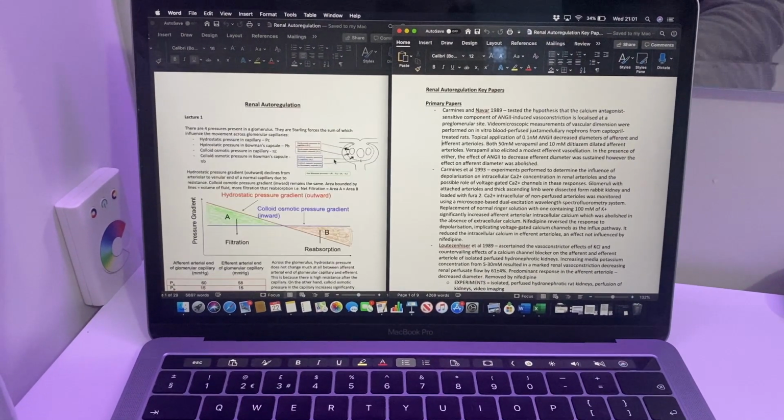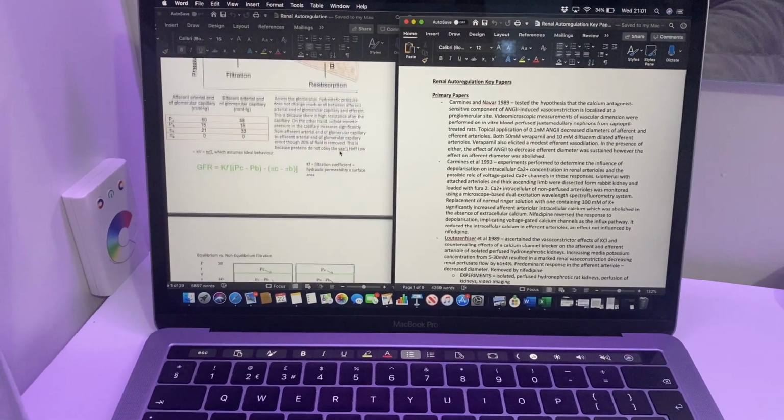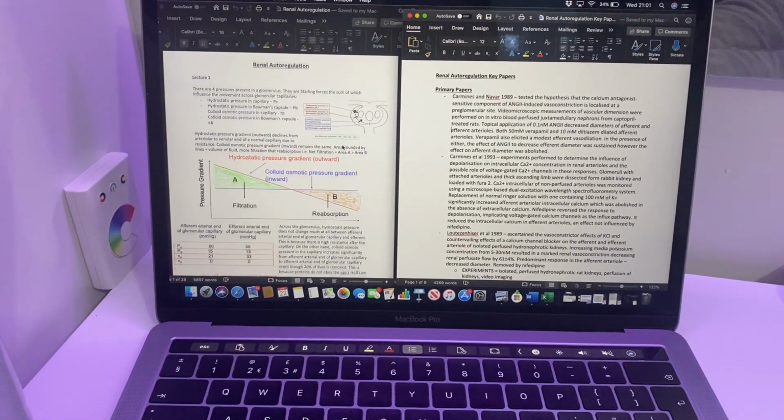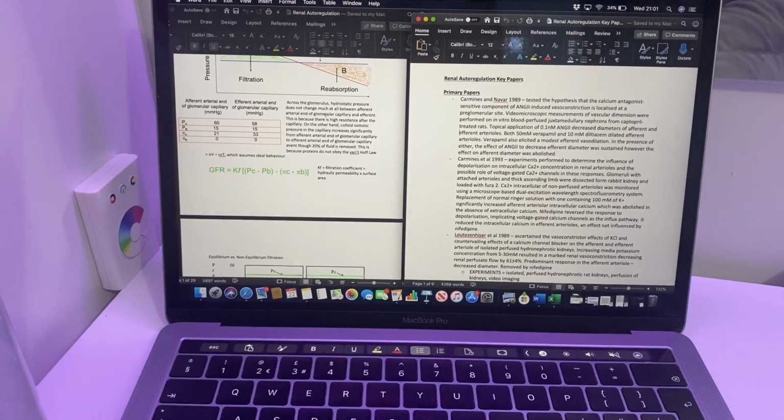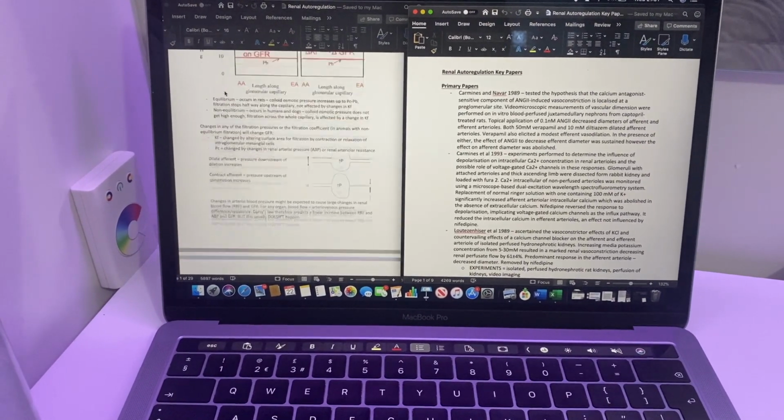So these were my lecture notes from third year on renal autoregulation, which is just a specific area of one of my modules that I was doing. And like I say, I've got all the important information and all the different diagrams that I need on there.